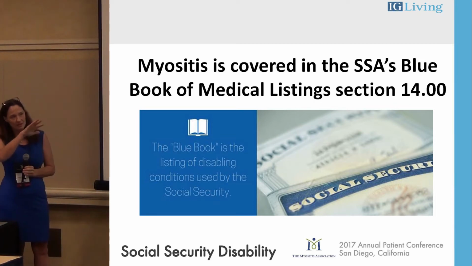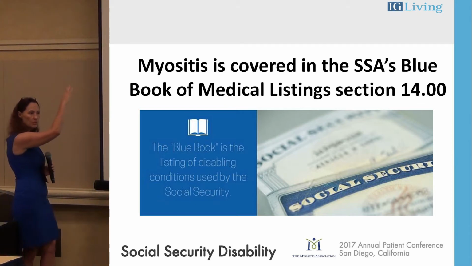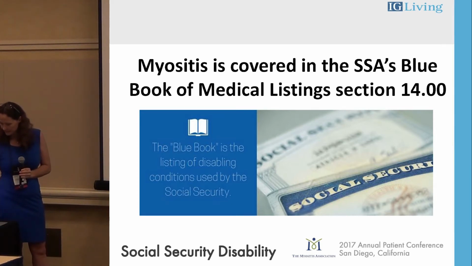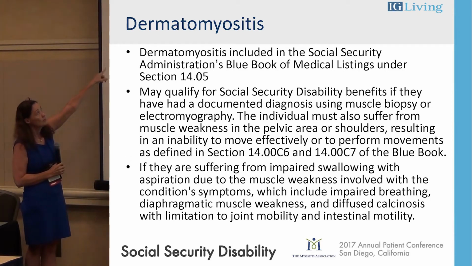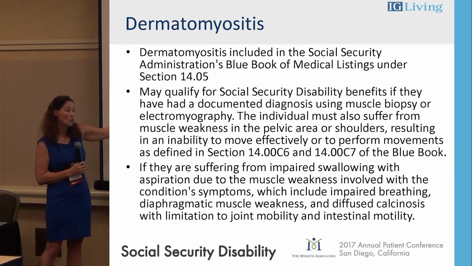There's kind of a reason I delved into that a little bit, because I work primarily with immune deficiency patients, so I know the Blue Book in and out for immune deficiencies. I know myositis, I've learned a lot more in the past couple of weeks, I'll tell you. Dermatomyositis is included in the Social Security Administration book under section 14.05. You may qualify for benefits, and this is what the requirements are.